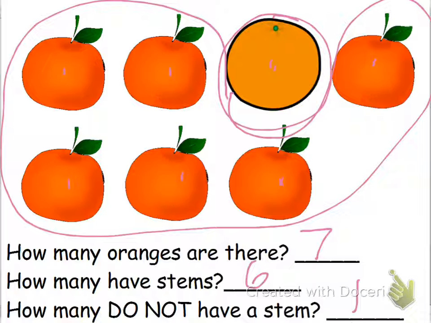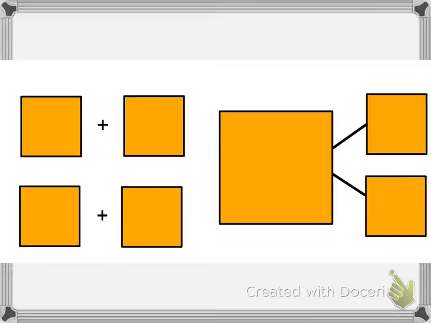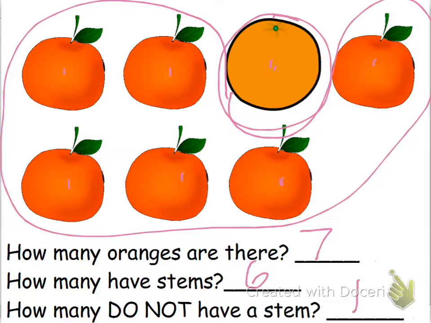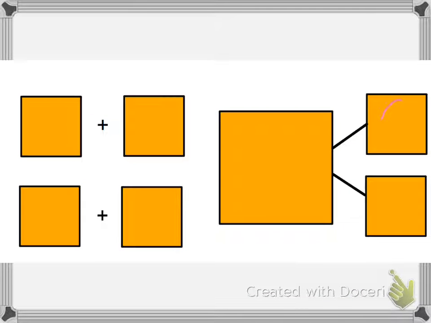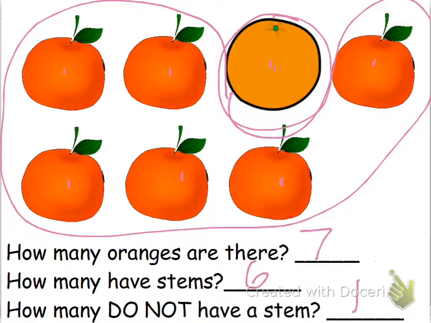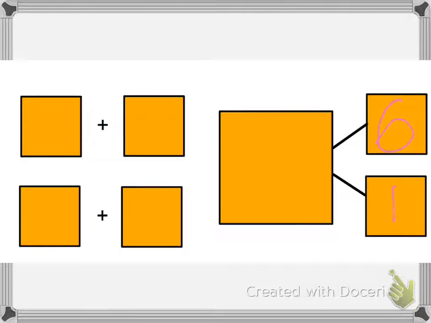Well, let's put this into 2 number sentences and a number bond. Let's first put this into a number bond. Well, we know, since we circled the oranges that have stems and the oranges that do not have stems, this is going to make it easy for us to put in our number bond for our 2 parts. So what is my first part that I circled? 1, 2, 3, 4, 5, 6. These are the 6 oranges that had stems. So I'm going to write that 6 in my number bond. Now I'm going to go back and I'm going to look at how many did not. Oh, well, it was 1. So my other part is 1.